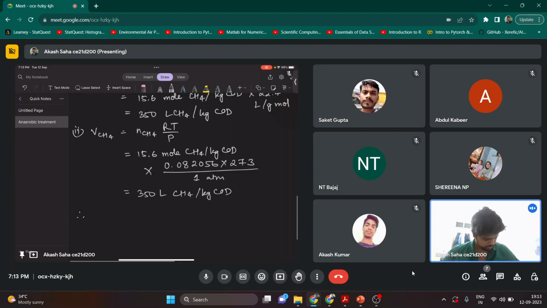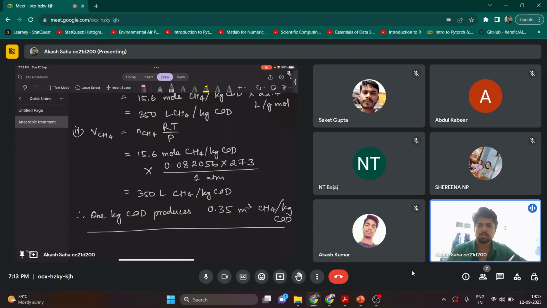So therefore we can say that 1 kg of COD produces 0.35. I have changed liter into meter cube. So 0.35 meter cube CH4 per kg COD. This is all we had to derive the relation for. So for 1 kg of COD, it produces 0.35 meter cube CH4 per kg COD.